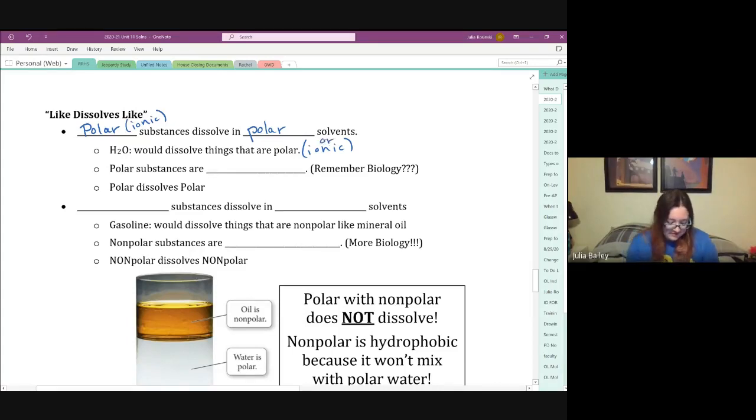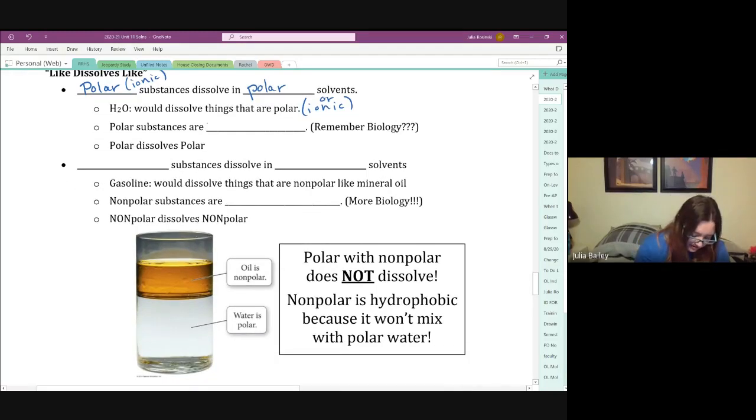Where polar substances are, this is a biology word. Are you ready for this? They are hydrophilic. They love water, so they're going to dissolve in water. Polar stuff dissolves polar stuff. And non-polar substances are going to dissolve in non-polar solvents.